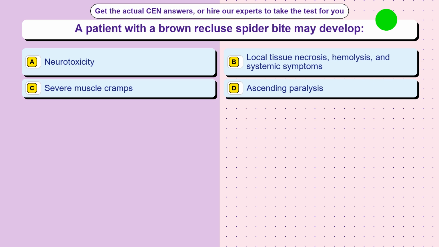Question 70. A patient with a brown recluse spider bite may develop: Option A, neurotoxicity. Option B, local tissue necrosis, hemolysis, and systemic symptoms. Option C, severe muscle cramps. Option D, ascending paralysis.